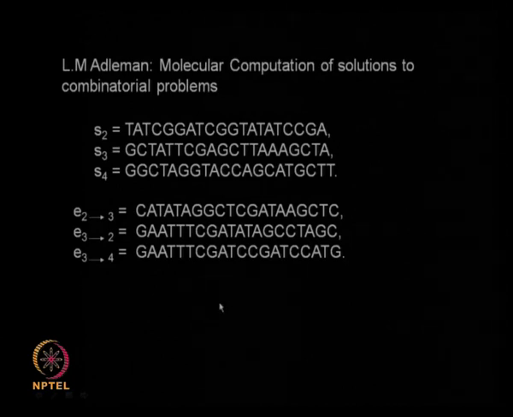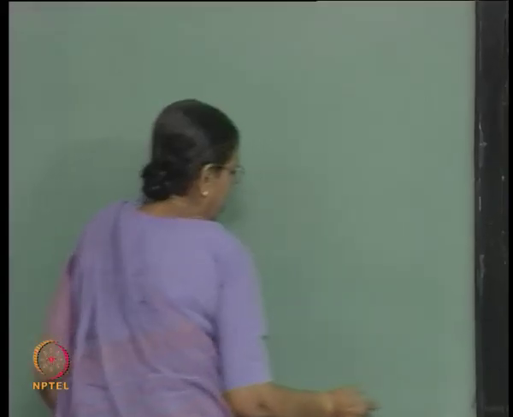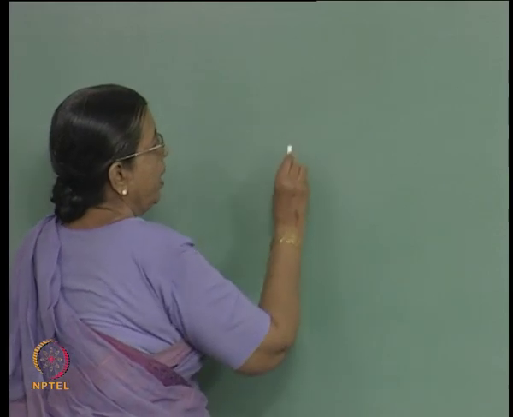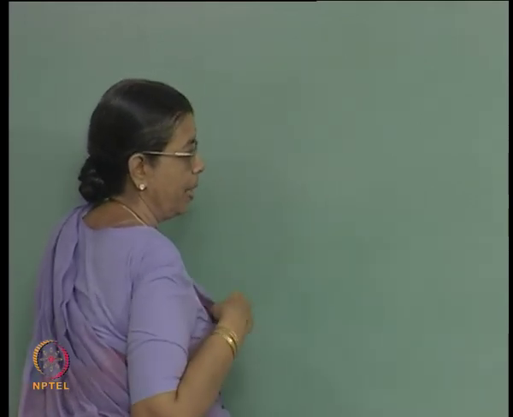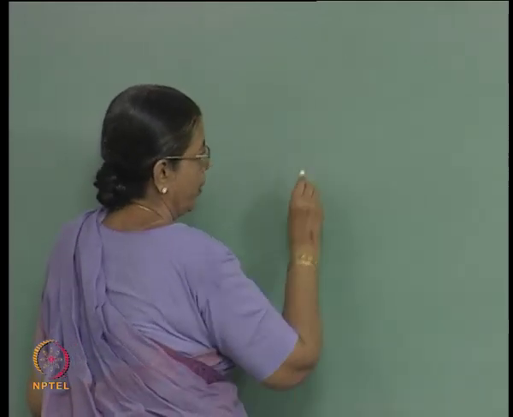So, what he did was, all these DNA strands, which are of length 20, they were taken and put in a test tube and ligase added so that they could join together.